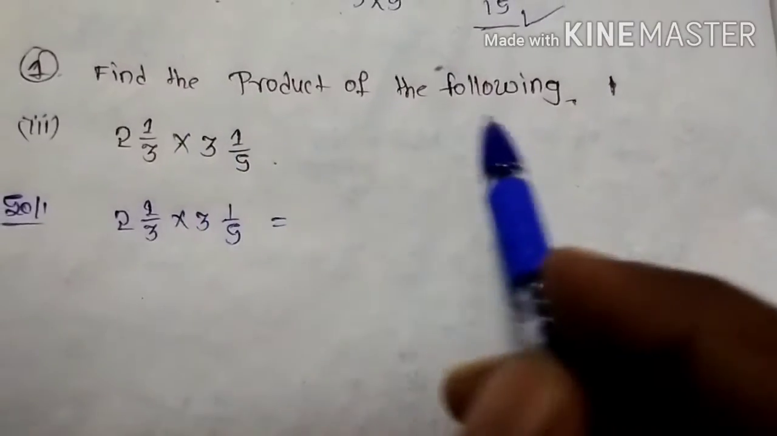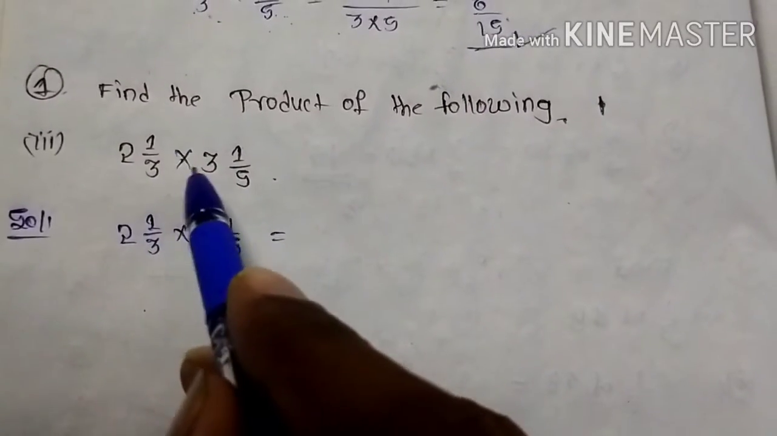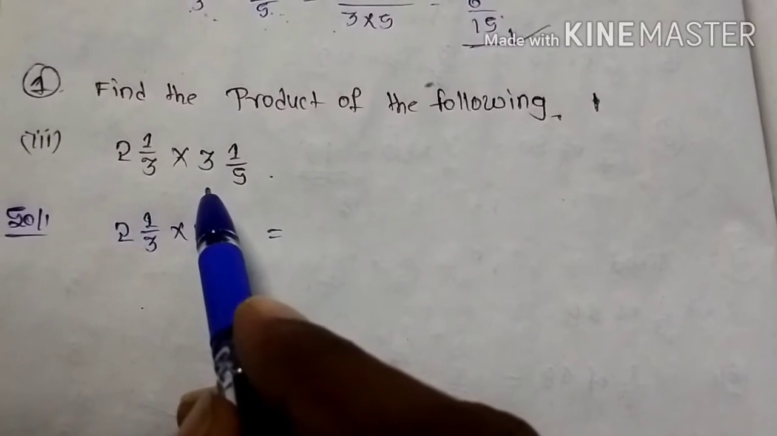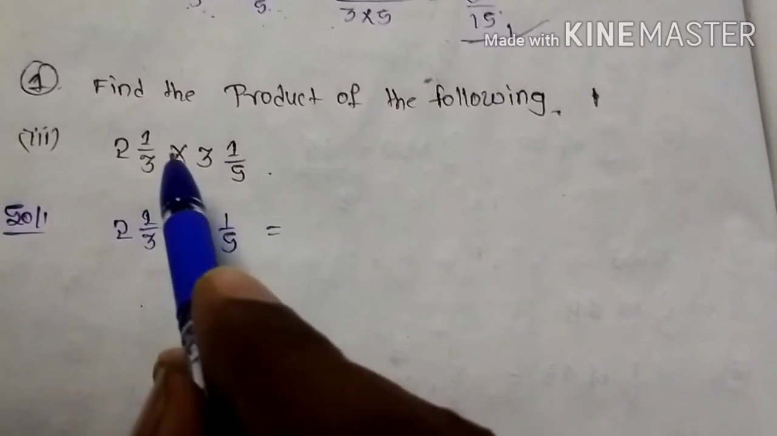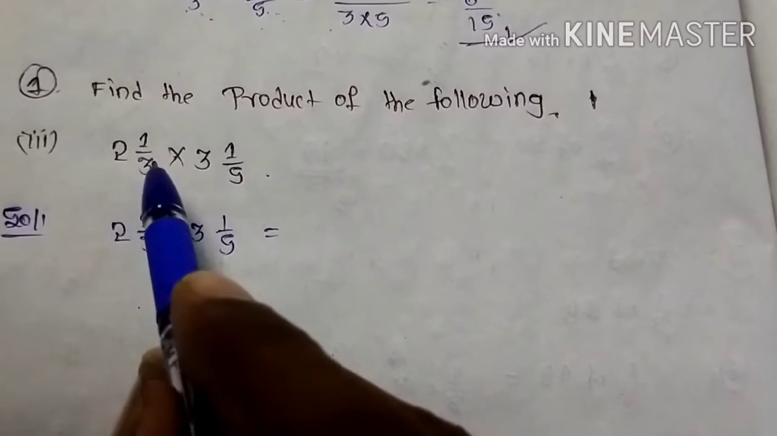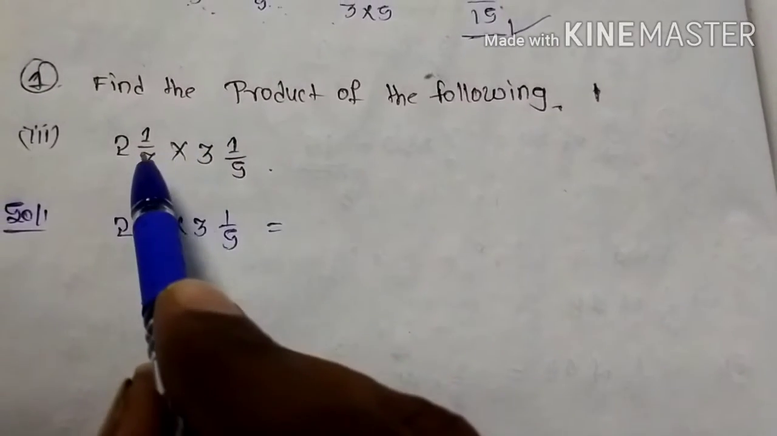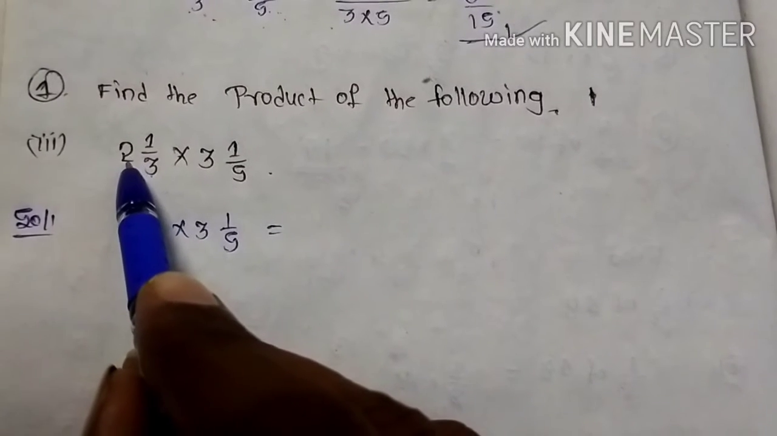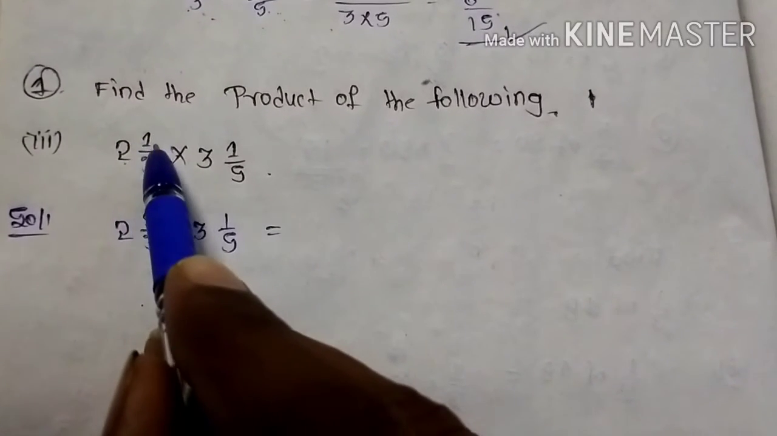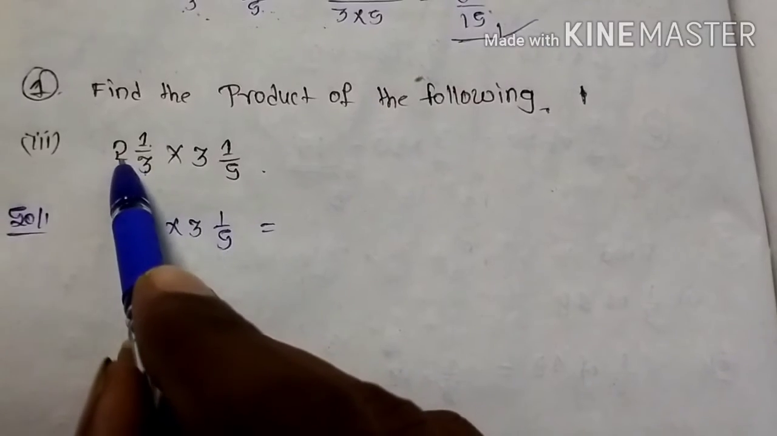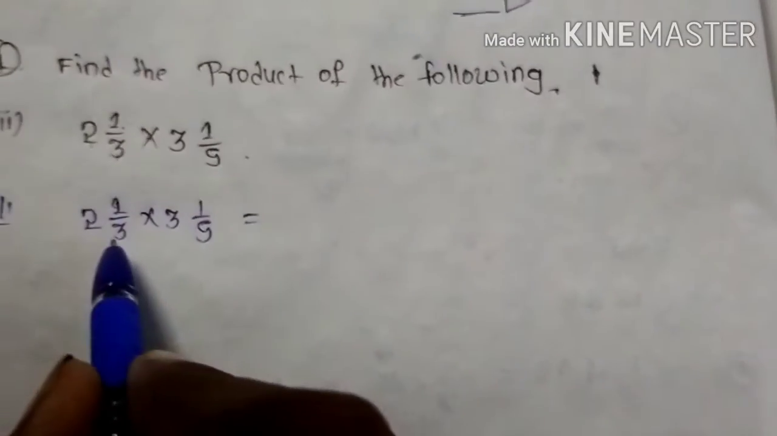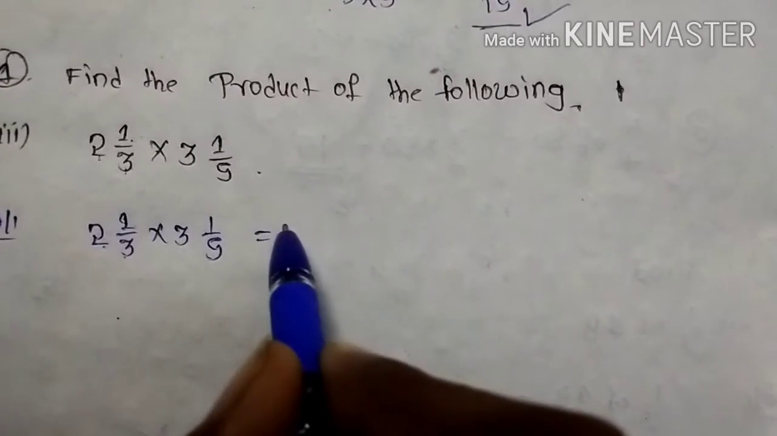Now you can see here, find the product of the following, 2 1 by 3 into 3 1 by 5. See here, first of all you can observe that these are mixed fractions. So first you convert mixed fractions to improper fractions. You know how to convert. First multiply the denominator with the integral part, and then add the numerator. 3 2s are 6, 6 plus 1, 7 by 3 you can write here.